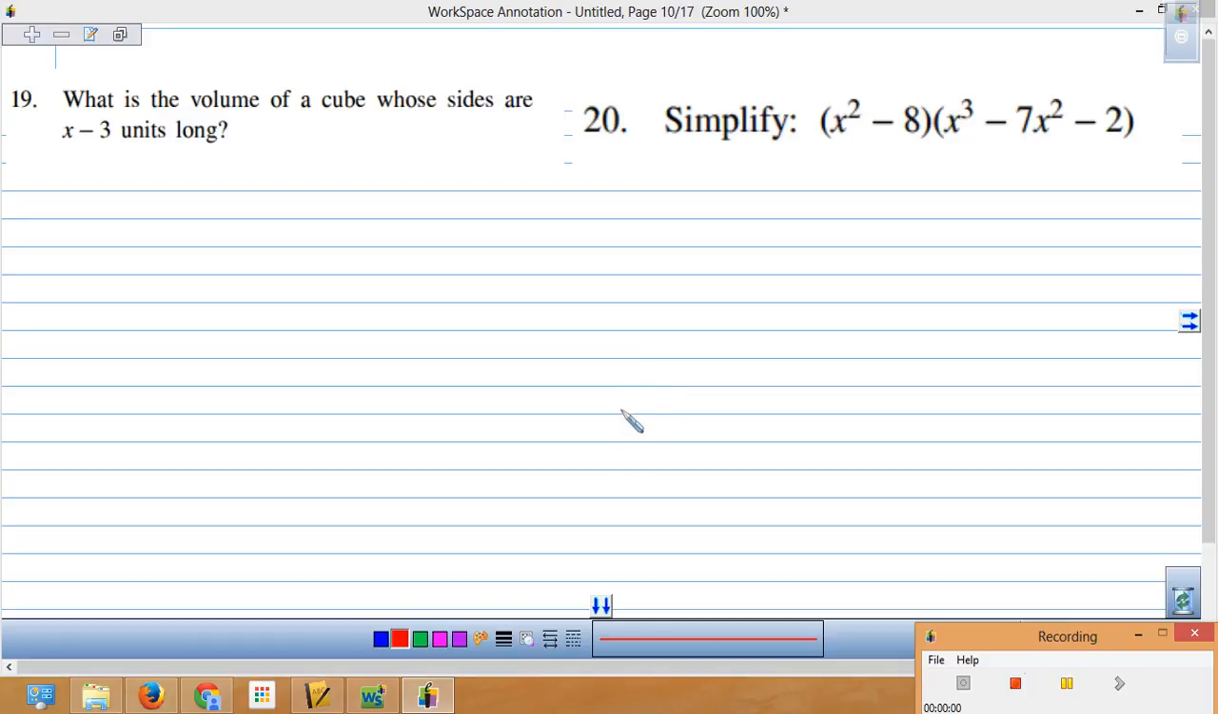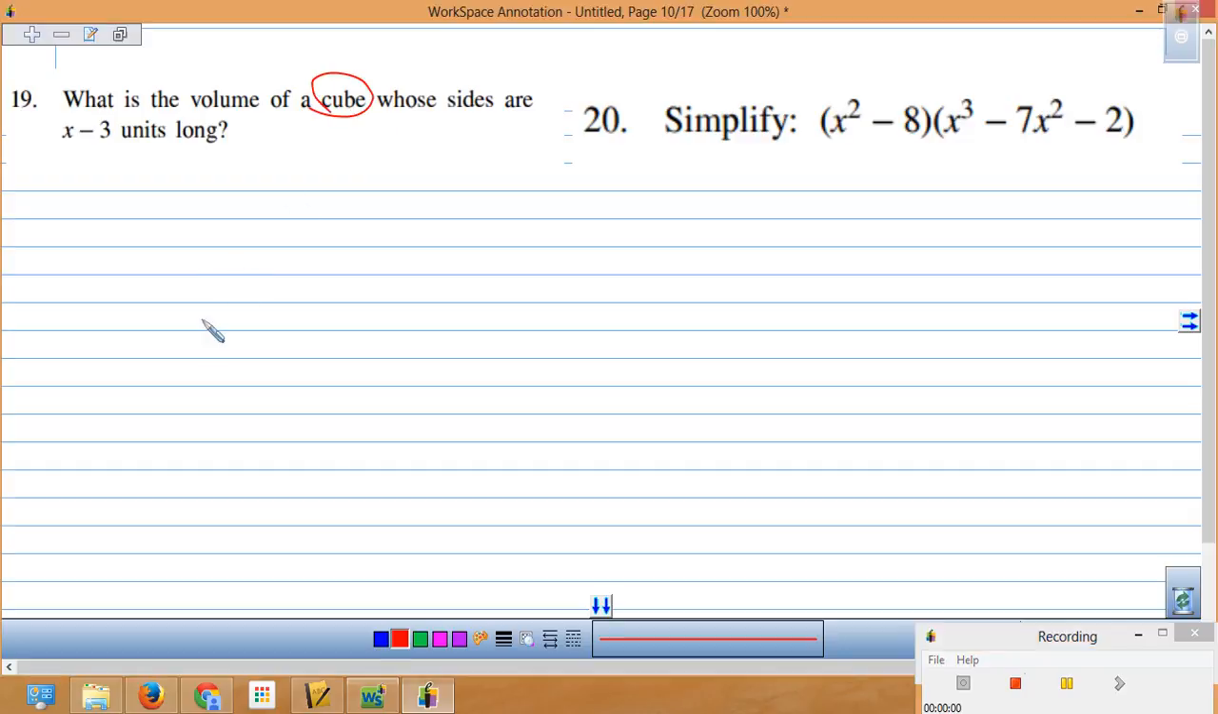We'll be working on questions 19 to 24 now. I'm going to speed it up as fast as I can go because I'm running out of time to do this video. So, what is the volume of a cube whose sides are x minus 3 units long?